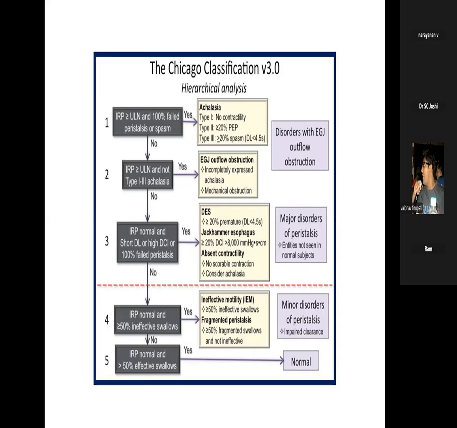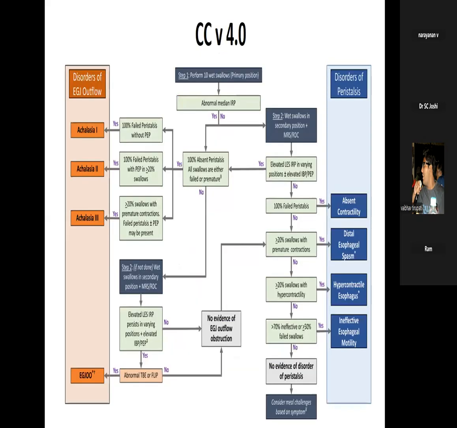Then this latest one, when you look at it, it looks very complicated. So many arms, it's almost looking like Ravana, 10 heads, 20 hands. You don't know where to start, how to go. Very simple. We all start with one set of swallows. And if there is abnormal IRP, then you go down the left side, which is all this achalasia. If you've seen all those things and you're not getting an answer, then you go and do the other position. See, they are telling you to do the other position.